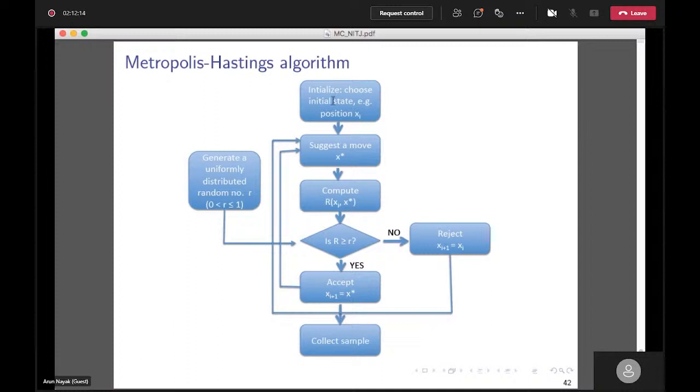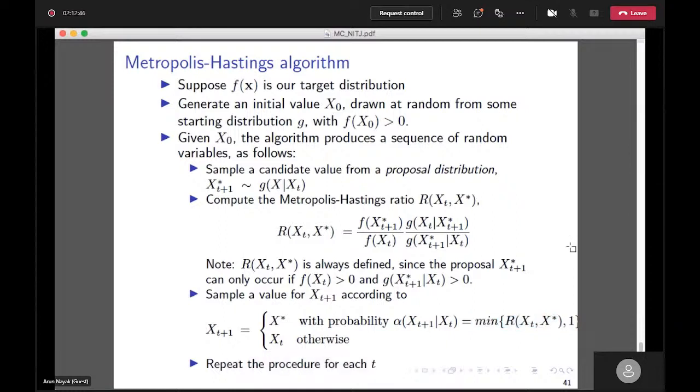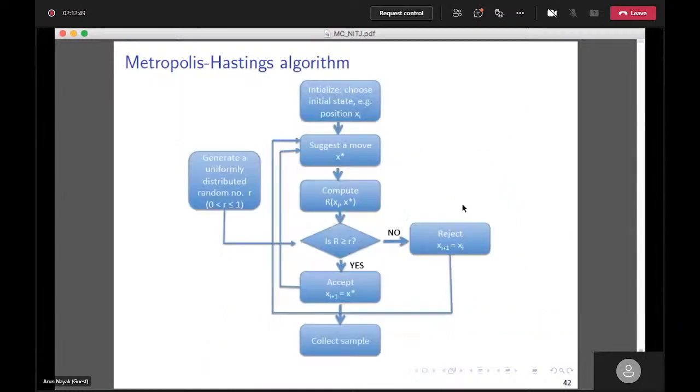So what you do is the following. You choose an initial state, for example some position xi. You suggest a move x star using your proposal distribution G, for example uniform. Compute R values. Now you generate simultaneously a uniform random number small r, which is distributed between 0 and 1. So this is to satisfy this criteria, to keep with a given probability.